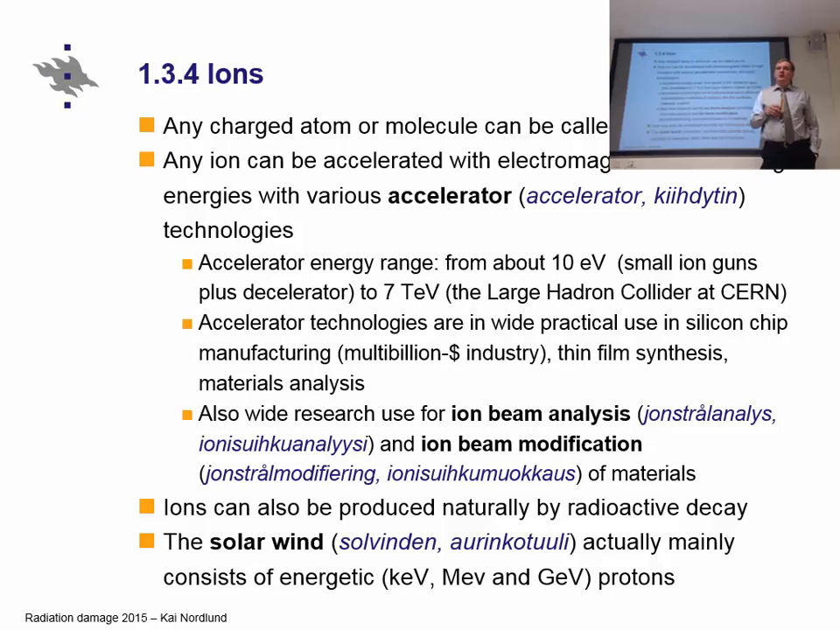Well, ions can also be produced in radioactive decay, similar to neutrons naturally. They are not all around us because ions made in radioactive decay slow down very quickly, on very short distances. They do exist all the time, even in our body, but they don't travel far, similar to neutrons. And then there's what's known as the solar wind, the winds coming from the sun. It's actually mainly protons with high energies, kiloelectronvolts, megaelectronvolts, even gigaelectronvolts.